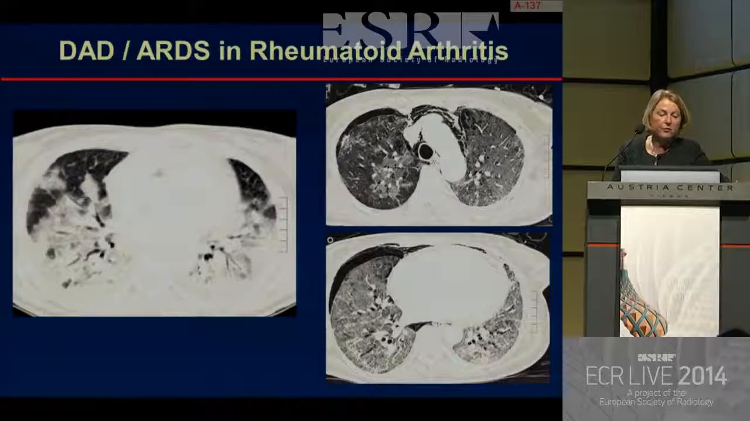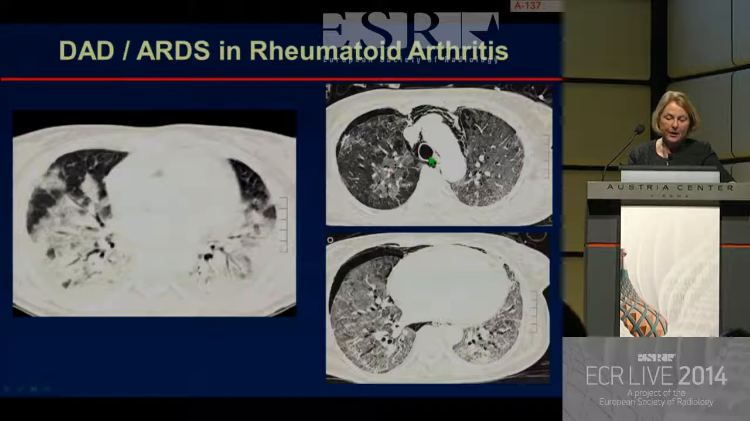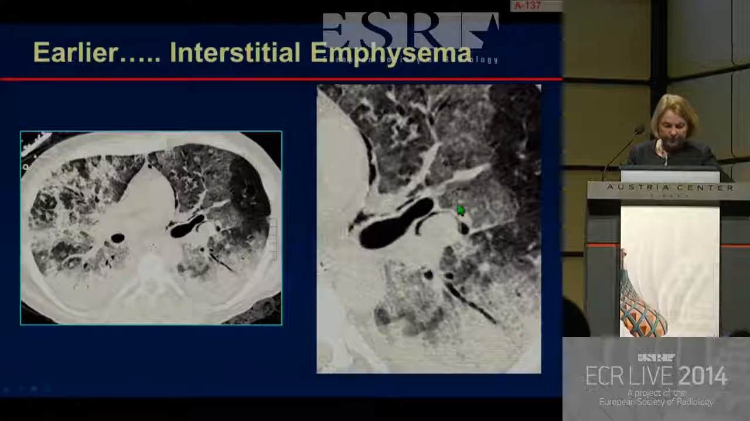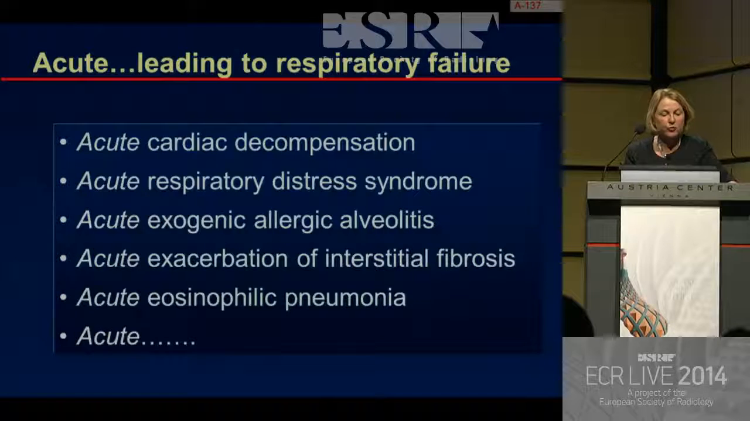Very similar images we have in patients with ARDS or DAD, diffuse alveolar damage, and this was a patient with rheumatoid arthritis. Later on, he developed here these effects of barotrauma, as you can see here. And talking about barotrauma, we want to see the CT signs early, not when the patient has a bilateral pneumothorax, but also see the more subtle signs as interstitial emphysema, as we can see here, around the main bronchus and here around the artery.